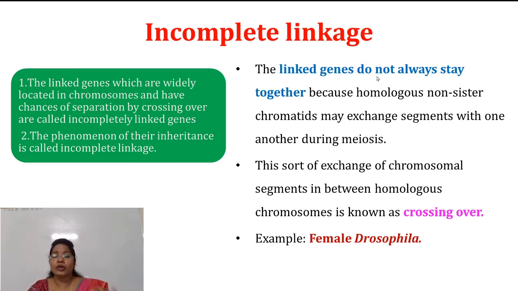The linked genes do not always stay together because of the phenomenon of crossing over. Crossing over is the exchange of chromosomal parts between homologous chromosomes. When the linked genes are widely located on chromosomes, they have chances of separation due to crossing over. That type of linkage is called incomplete linkage, and the genes are called incompletely linked genes. Incomplete linkage involves crossing over, so new combinations are formed. This type of linkage is present in female Drosophila.